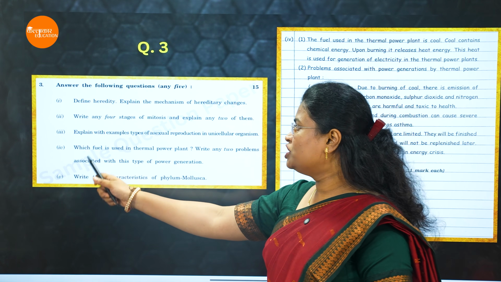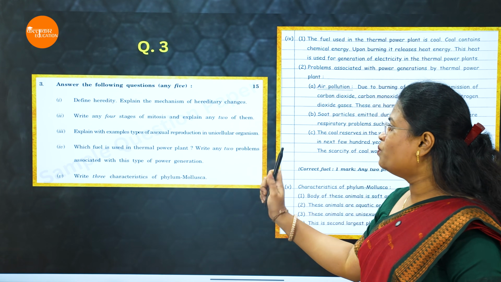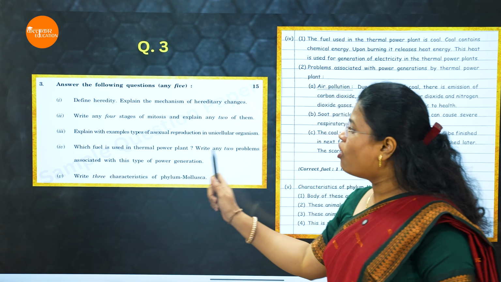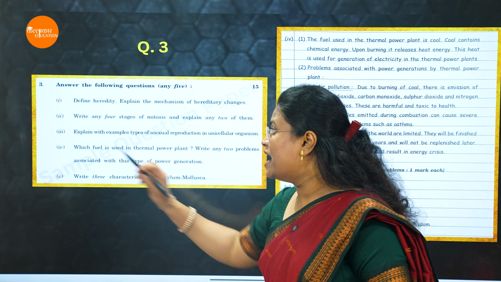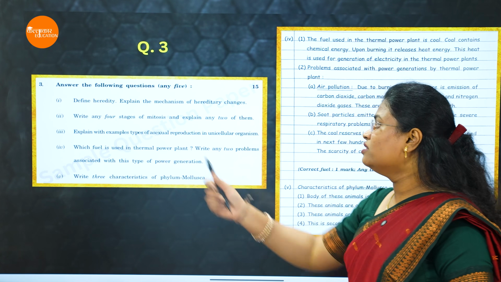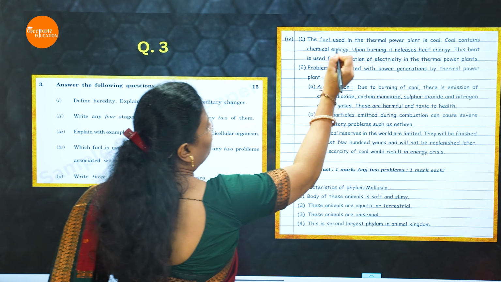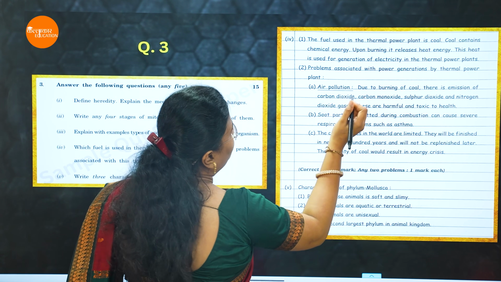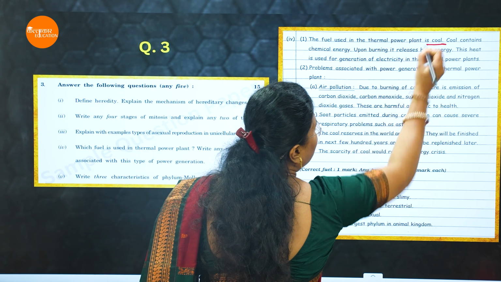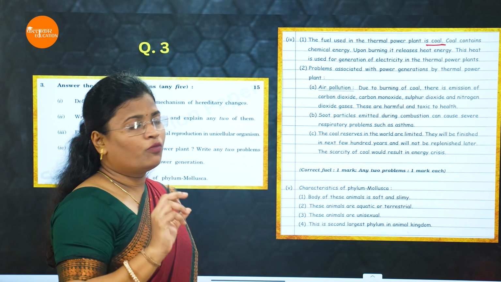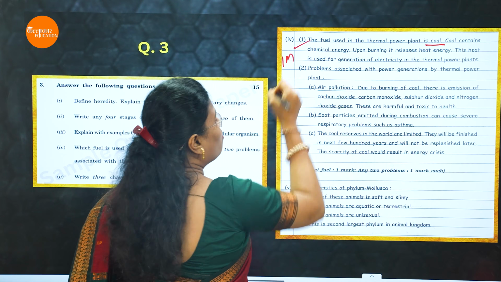Question number 4. Which fuel is used in the thermal power plant, and write any 2 problems associated with this type of power generation. First of all, you have to identify which fuel is used in the thermal power plant. While writing the answer, your first point should be that fuel. So what is that fuel? The fuel is coal. Coal is the very important word in this point. So for this you will get 1 mark.